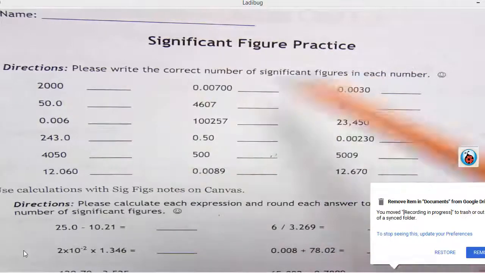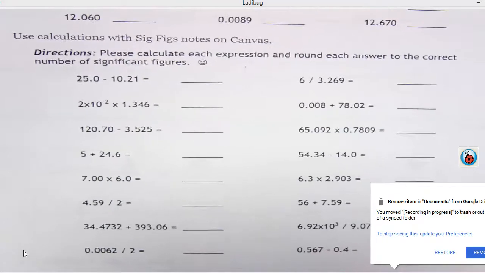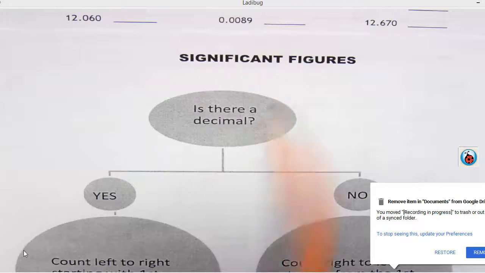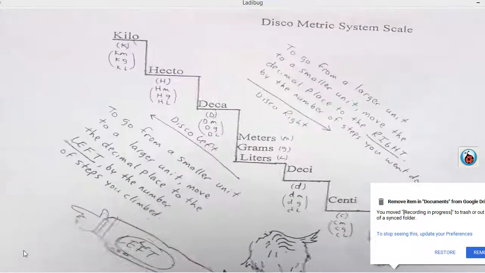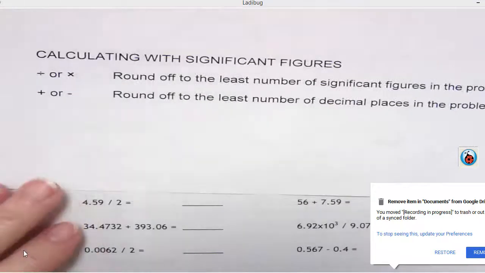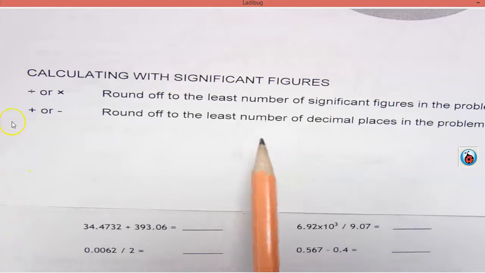Okay, you should have already completed the top portion of this. Now on the second half, we're going to do calculations with significant figures. We're going to use this page here. This is the back of the Mr. Disco chart. It's loaded on Canvas, and we're going to go down here to calculating with significant figures. These are the two rules we're going to use.